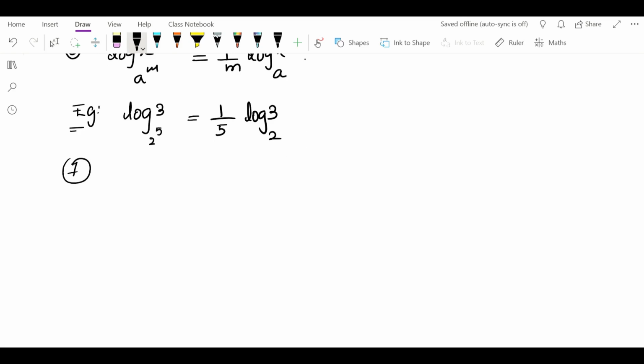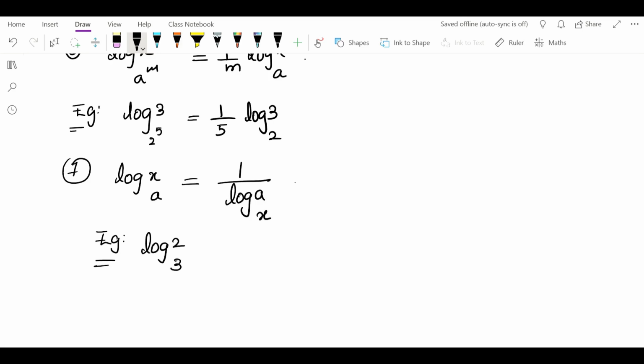Again, we go to the seventh property. Log x base a is equal to, this can also be written as 1 by log a base x. Example, log 2 base 3 can be written as 1 by log 3 base 2.